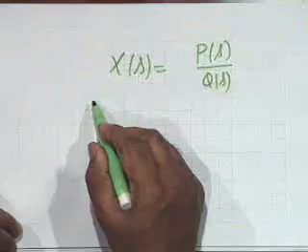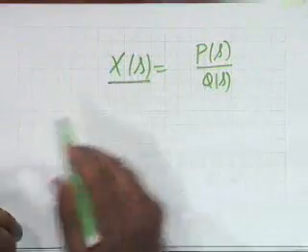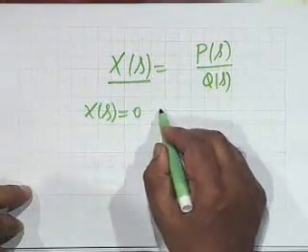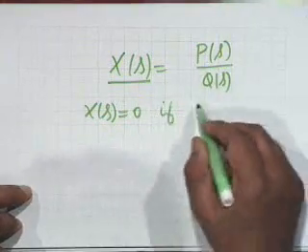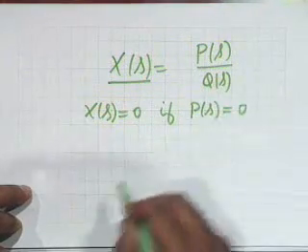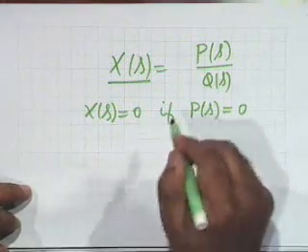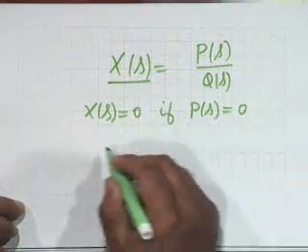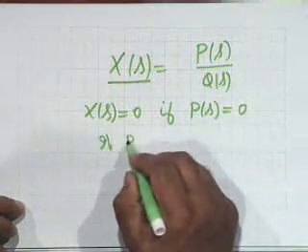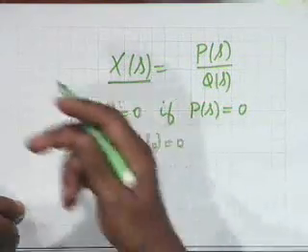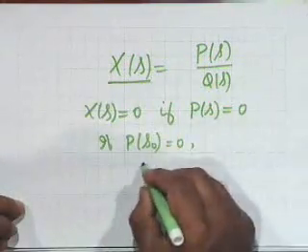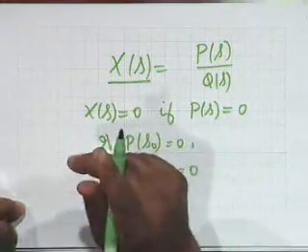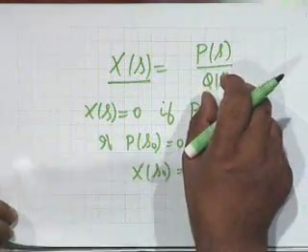Now, values of s for which X of s is 0, obviously X of s will be 0 if the numerator vanishes. That is, if P of s equal to 0. And these values of s are called the zeros of X of s. All right. For example, if P of s0 equal to 0, for some s0, then obviously X of s0 is also equal to 0 unless Q of s0 is also equal to 0.